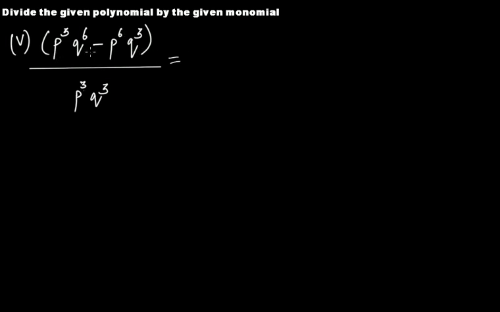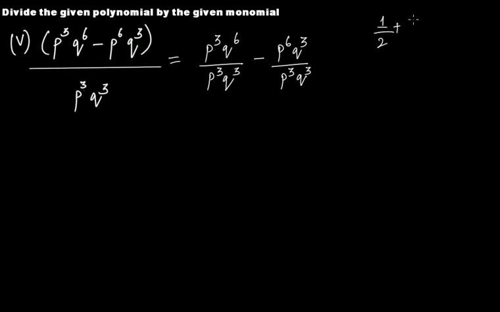So the best way is to separate each of these two terms and divide it by the denominator. This is p cubed q to the power of 6 divided by p cubed q cubed minus p to the power of 6 and q to the power of 3 divided by p to the power of 3 and q to the power of 3, right? If you take the LCM, then what you'll get is p cubed q cubed. It's of the form 1 by 2 plus 3 by 2. It means this is 1 plus 3 divided by 2. These two are the same. That's what we have done here, right?